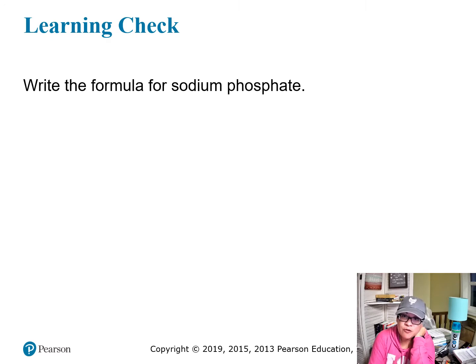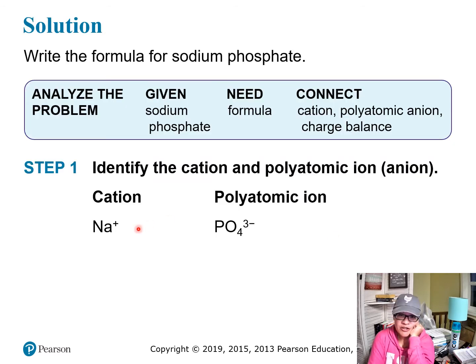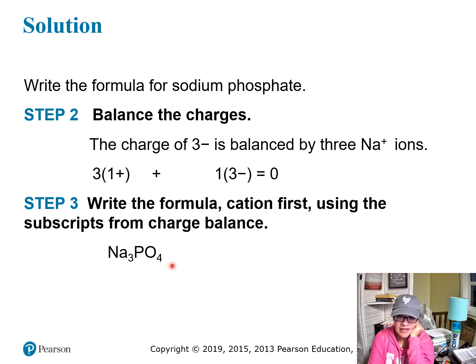Let's see if you can write the formula for sodium phosphate. So pause the video, try this one out. So here are your cation and your polyatomic anion. And that's what it looks like when you have the formula. So the 3- charge from the phosphate comes over to the sodium.